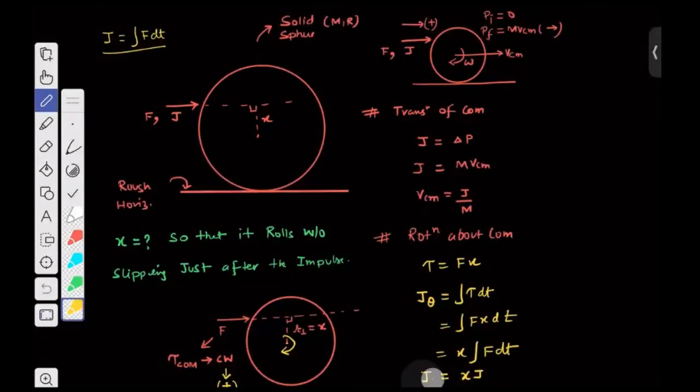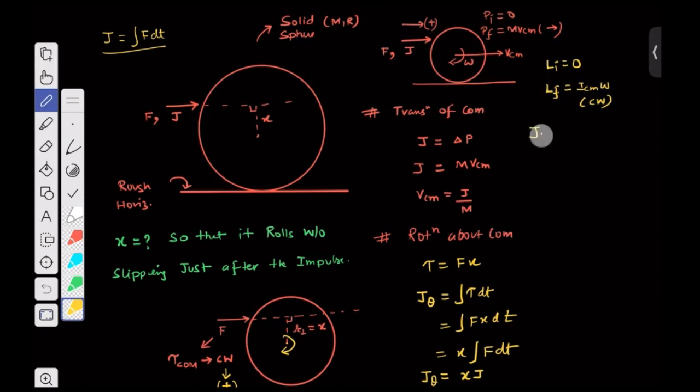So angular impulse J theta will be equal to x times J. Initial angular momentum about the center of the mass is 0. Final angular momentum is going to be equal to ICM omega. In what sense is it? It is in clockwise sense, and we have taken clockwise as positive.